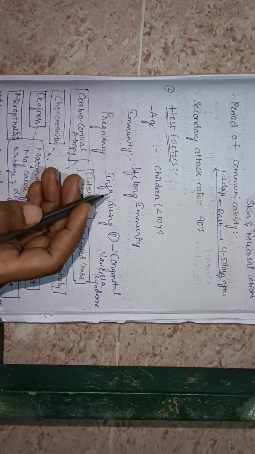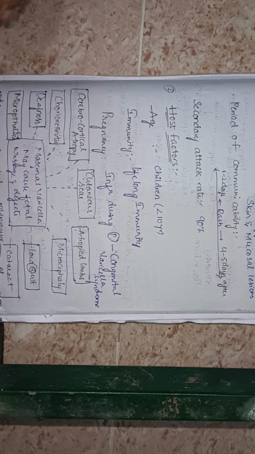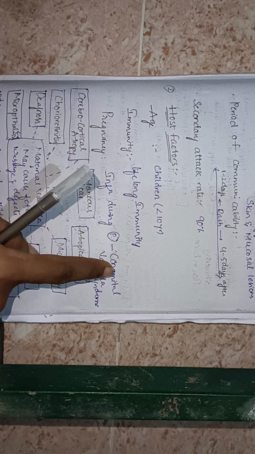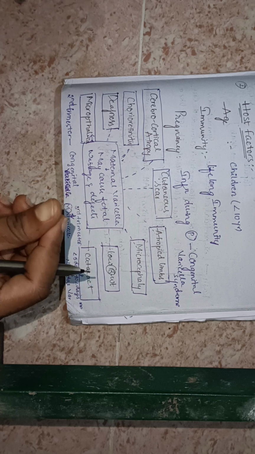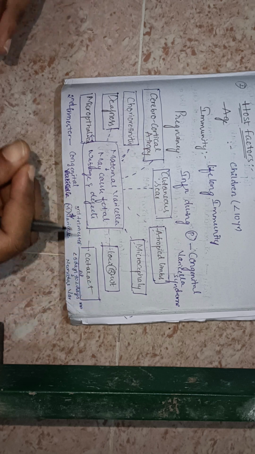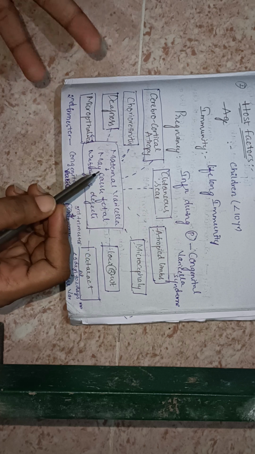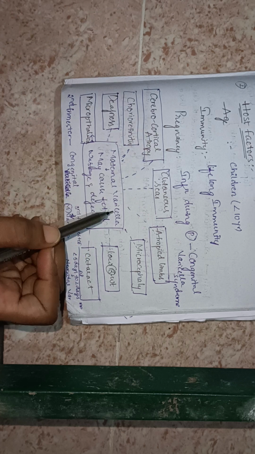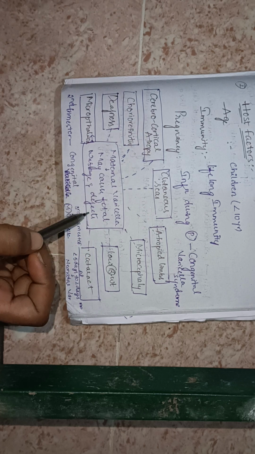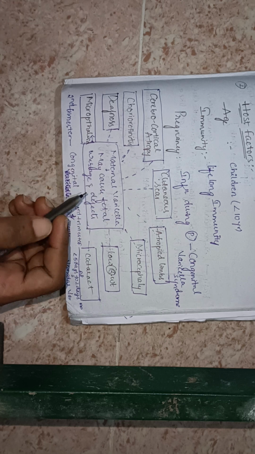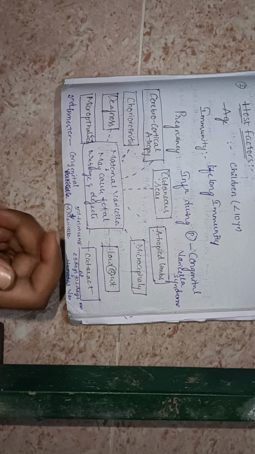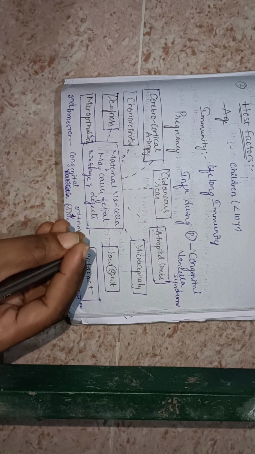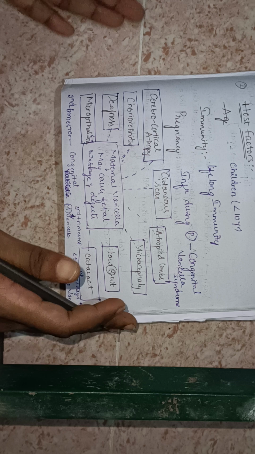Next, pregnancy. If the infection occurs in the mother during pregnancy, it is called congenital varicella syndrome. What is congenital varicella syndrome? Some complications occur when this disease comes in pregnancy. Maternal varicella may cause fetal wastage and fetal defects. When varicella comes to the mother, it leads to many defects in the fetus, and fetal wastage occurs.